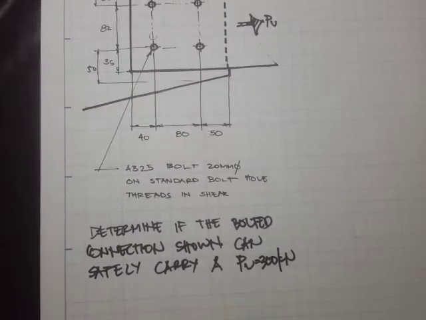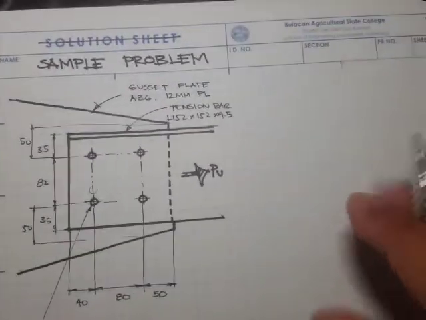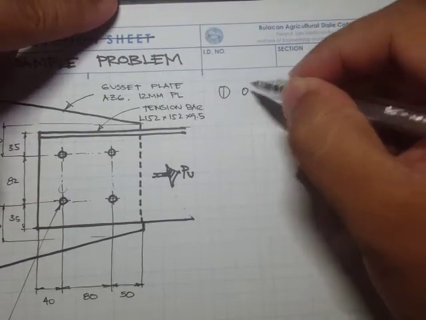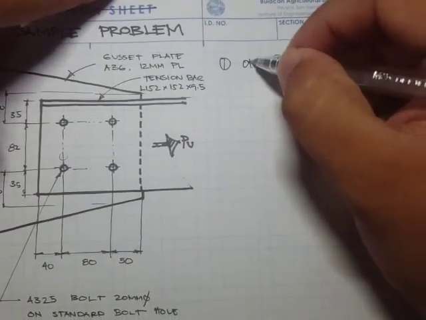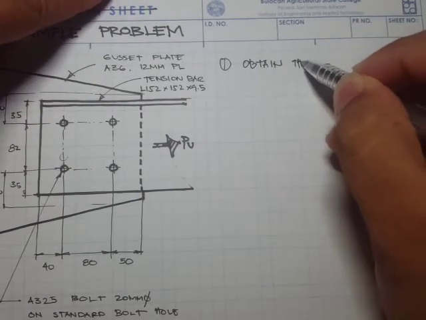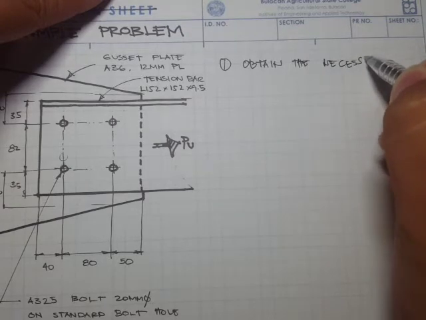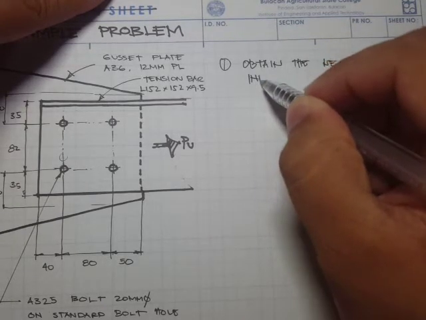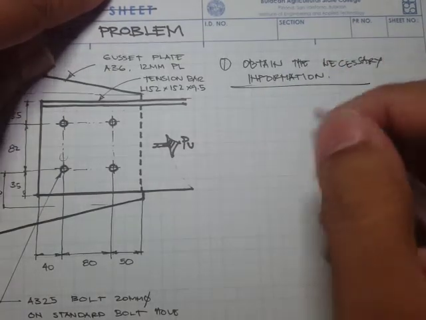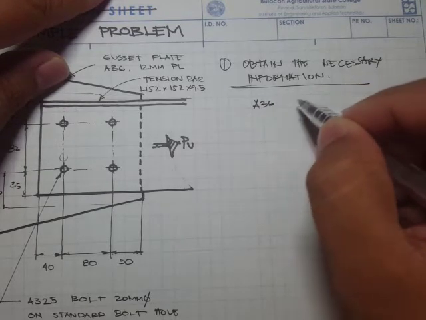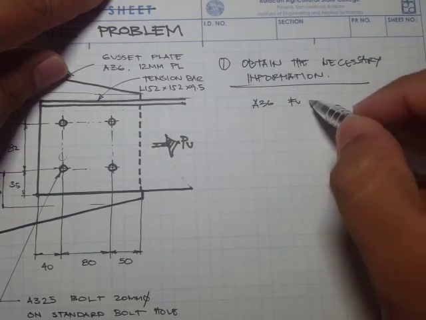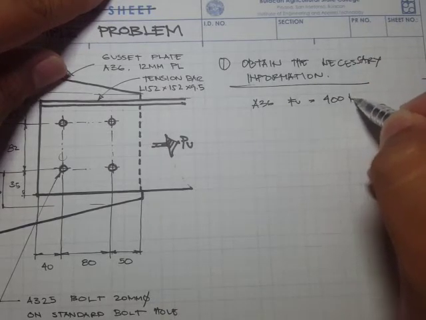Okay, so now the first step to do is to obtain the necessary information. In our lecture handouts we have, for example, A36. If the steel is A36, the FU, the ultimate tensile strength, is 400 megapascals.